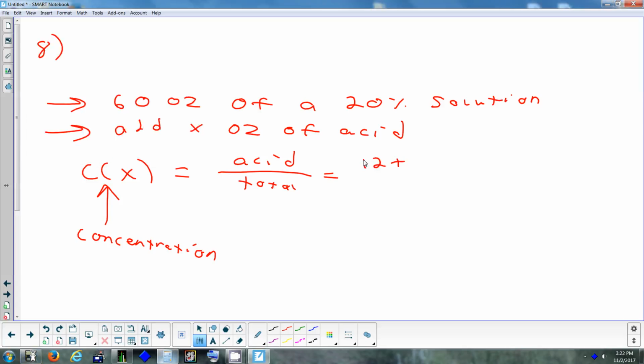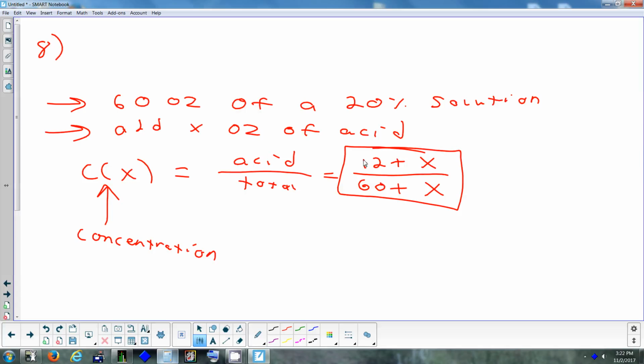Plus, how much acid are you going to add to it? X. It says you're going to add x ounces. So if you do that, that's how much acid you'd have. And how much total liquid are we starting with? 60. And what are we adding to it? X. Where are you getting the 12? 60 times 0.2. Because you have 60 ounces, but only 20% of that is actually acid.